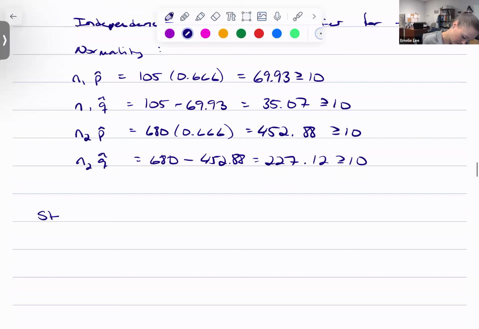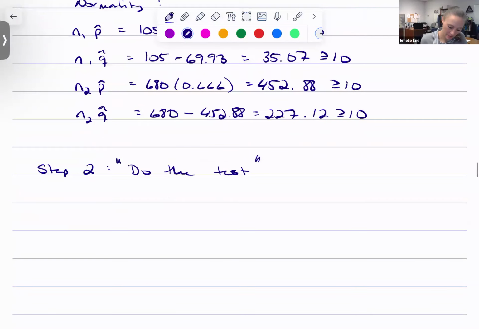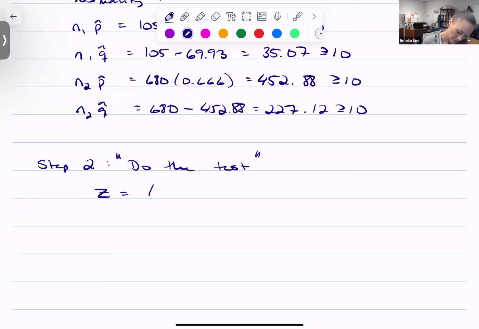Step 2. Do the test. It's really calculate the test statistic, but I find that that's really boring to say. So I call it do the test. Doing the test, Z is P1 hat minus P2 hat, right? Your point estimate, and this is on your formula sheet. And so you can use that or just follow along here.